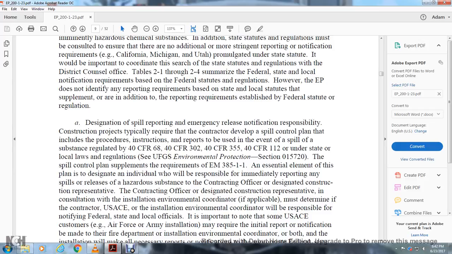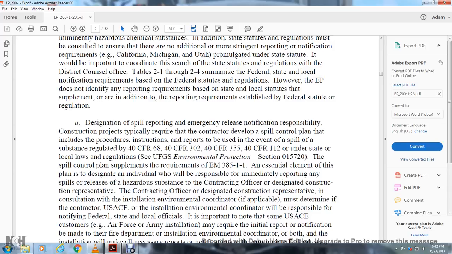sets out the essential elements of the plan, designating the individual responsible for immediately reporting the spill or release of hazardous substances through the contracting officer or designated construction representative, and the installation environmental coordinator, if applicable. Determine whether the contractor or the USACE installation environmental coordinator will be responsible for notifying federal, state, and local officials.